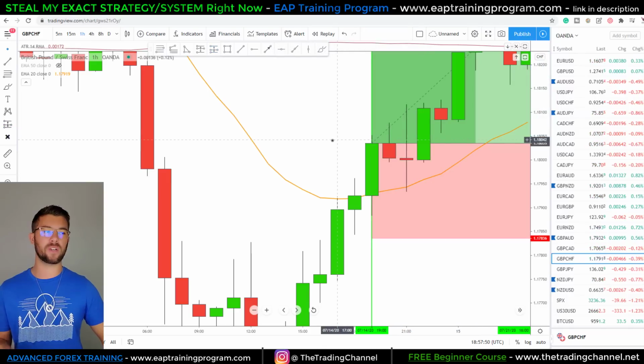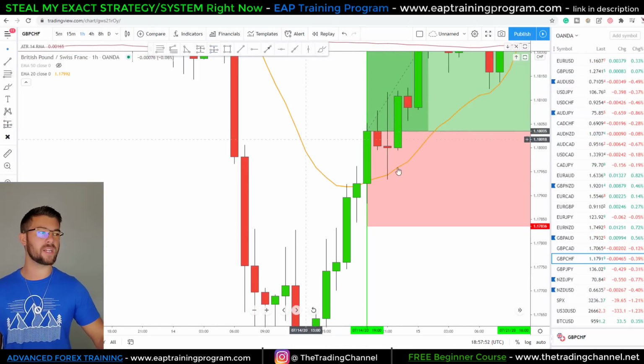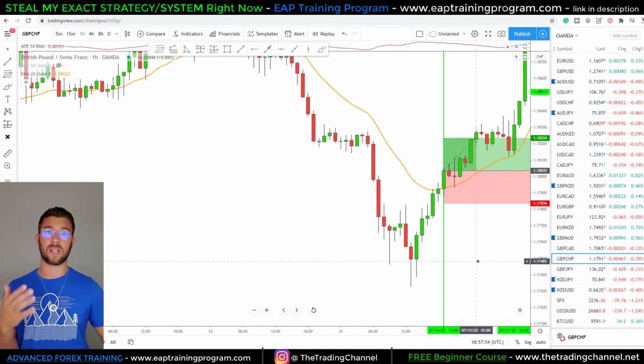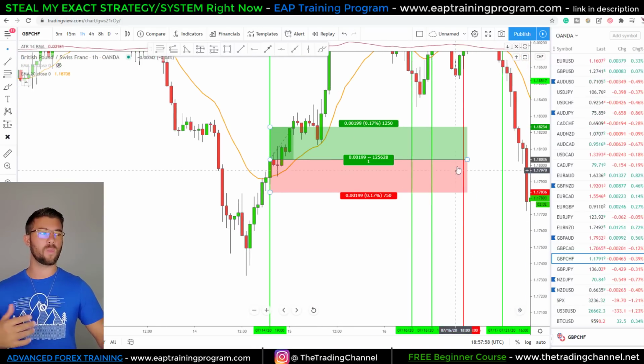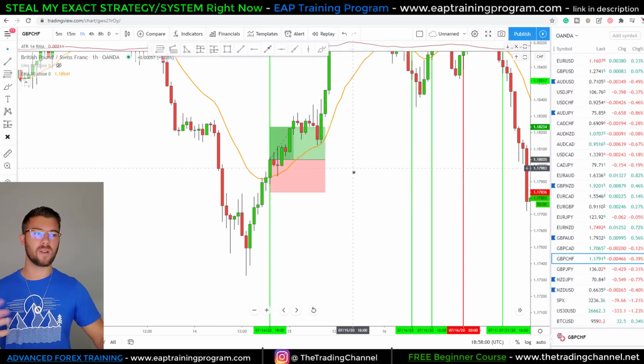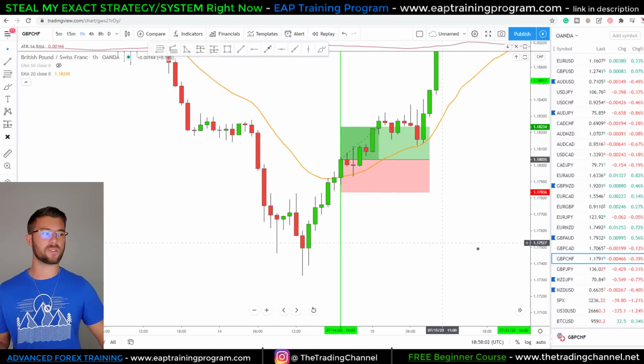ATR indicator, I have a full video on it. I'll put it to the top right-hand side of the screen. It's just an indicator that gives you the average of the last 14 candles that were printed on the chart to help out with volatility in the market. When you're using a stop loss, it keeps you from being whipsawed out because the market goes super volatile all at once.